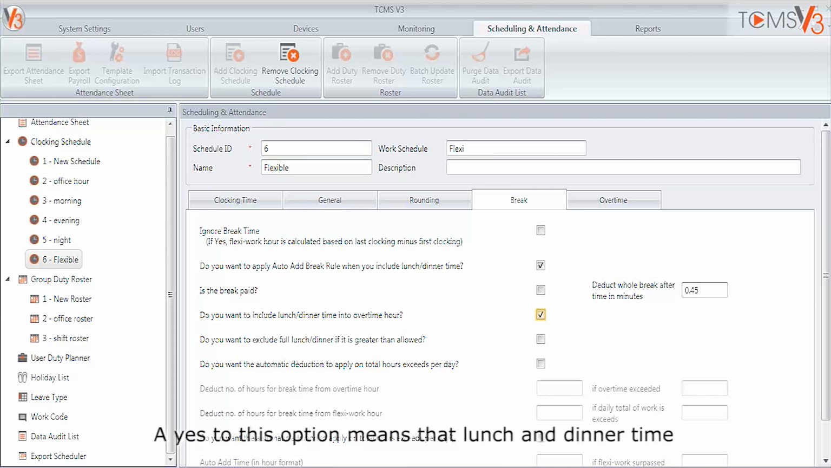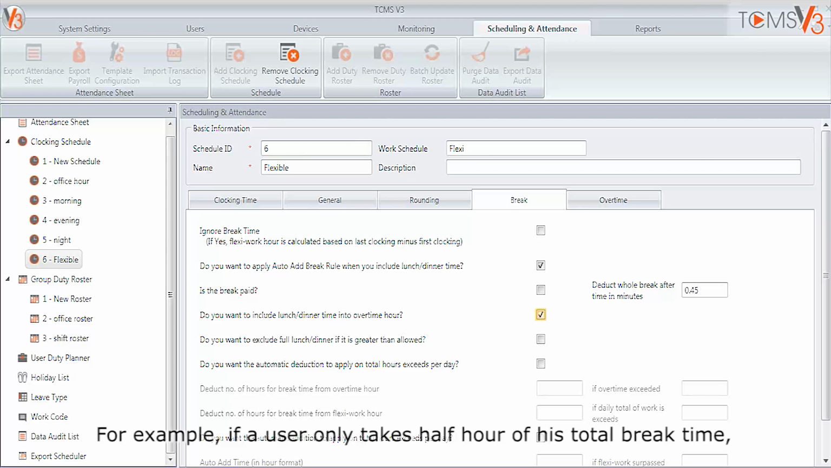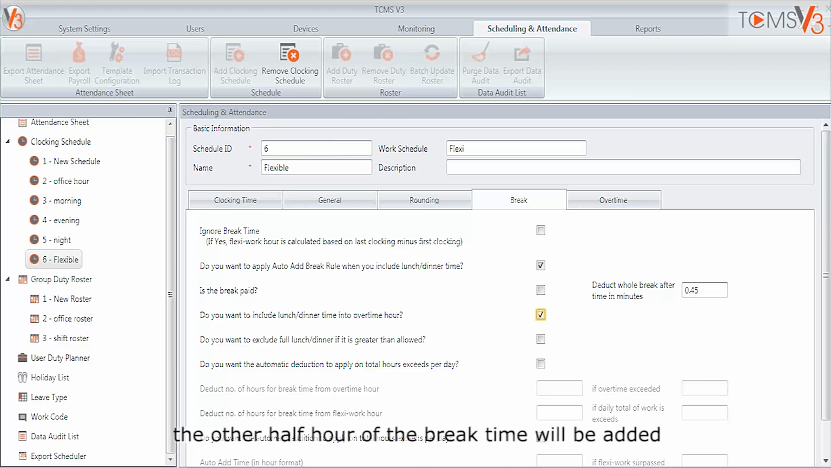Do you want to include lunch or dinner time into overtime hour? A yes to this option means that lunch and dinner time will be calculated in the overtime hours. For example, if a user only takes half hour of his total break time, the other half hour of the break time will be added or rewarded as his overtime hours.